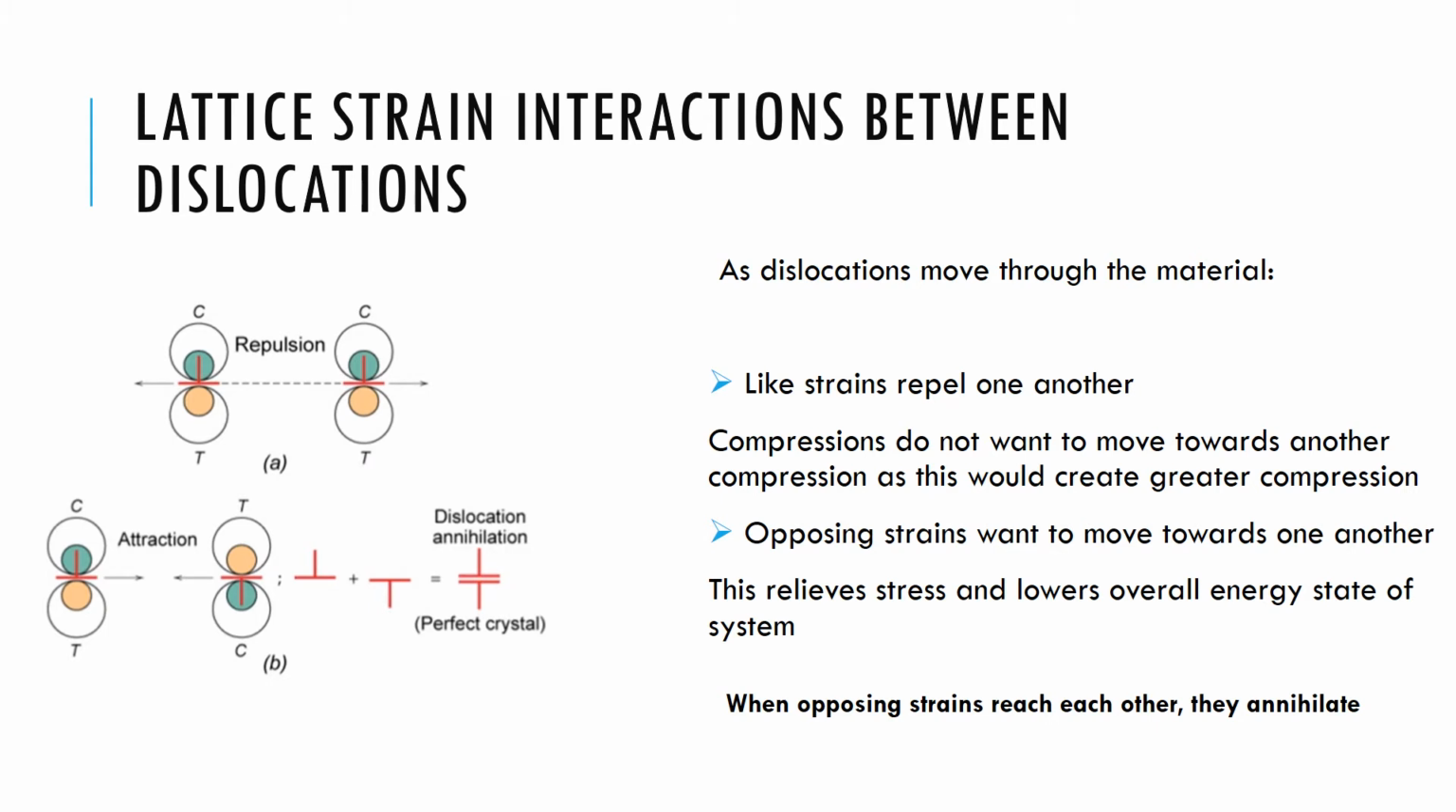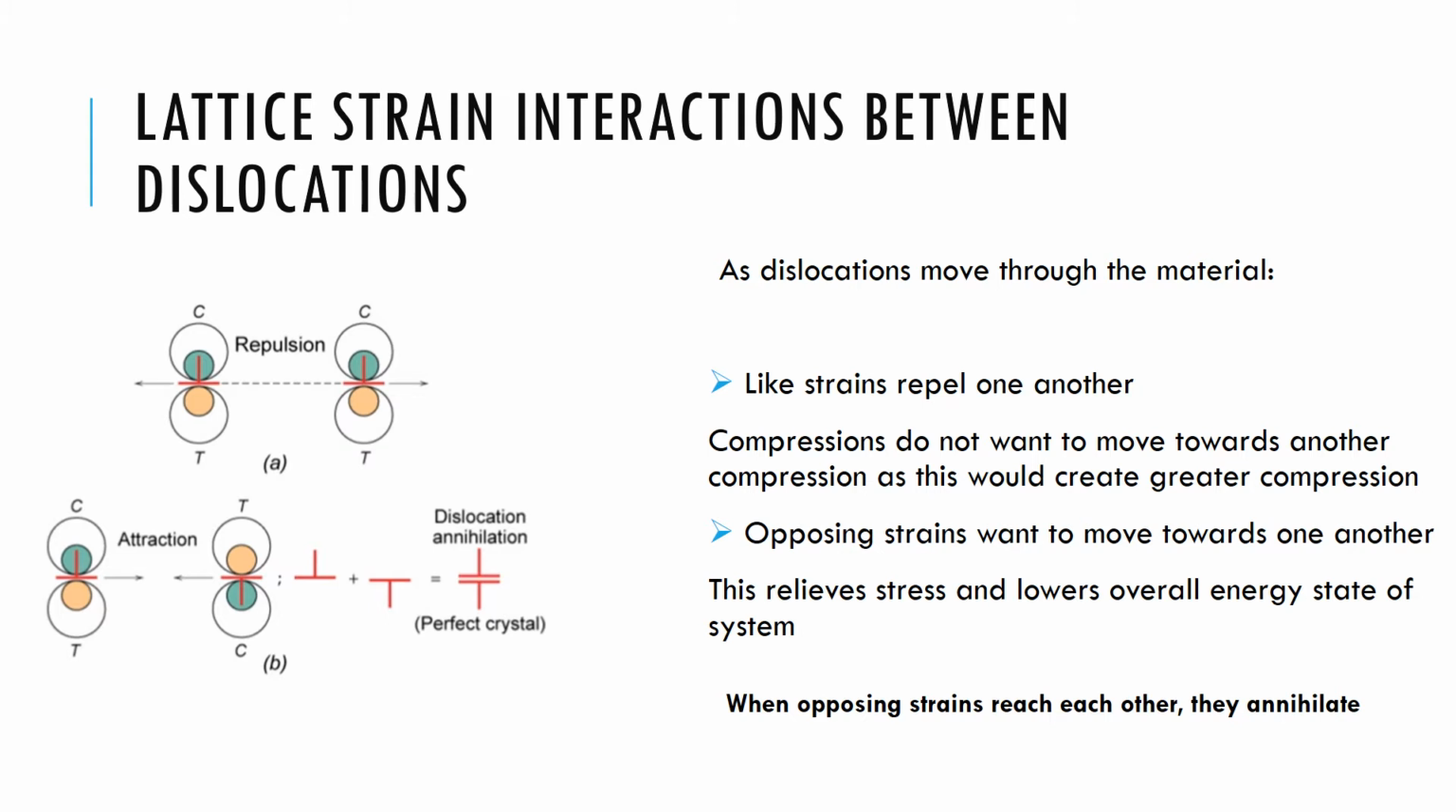Now, as the load is applied and these materials start to slip, as these dislocations move through the material, just like charges, like strains will repel one another. So compressions are not going to want to move towards another compression because this would just generate greater compression. And tension is not going to want to move towards tension because that creates greater tension in the region around two dislocations that are moving towards each other.